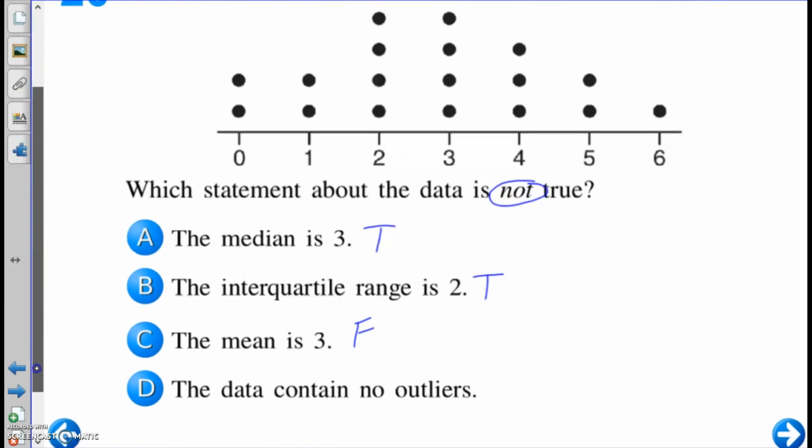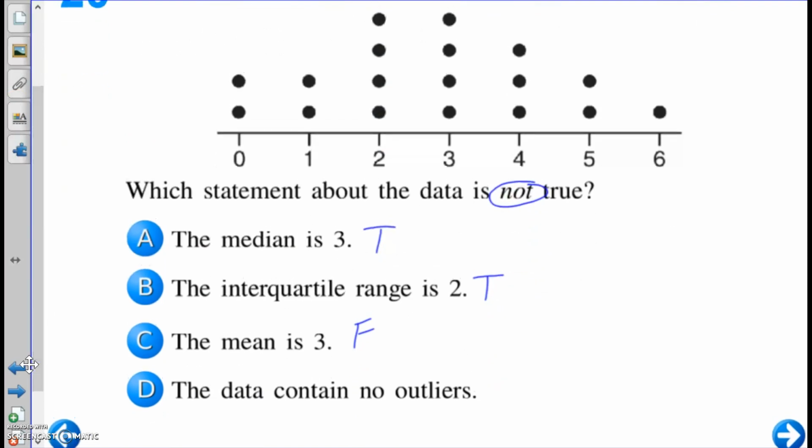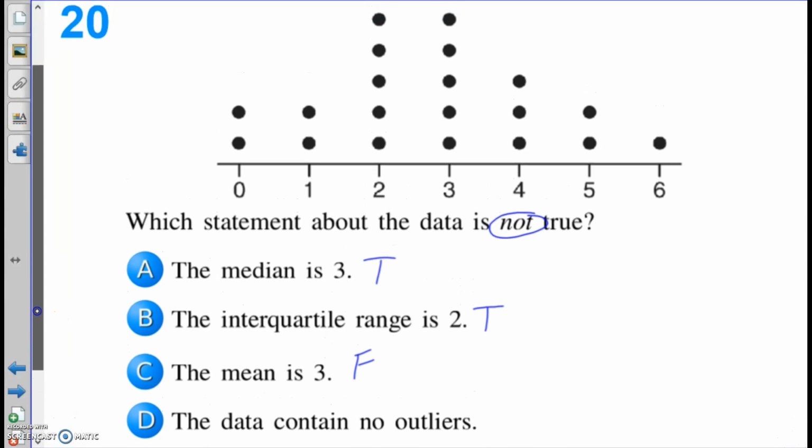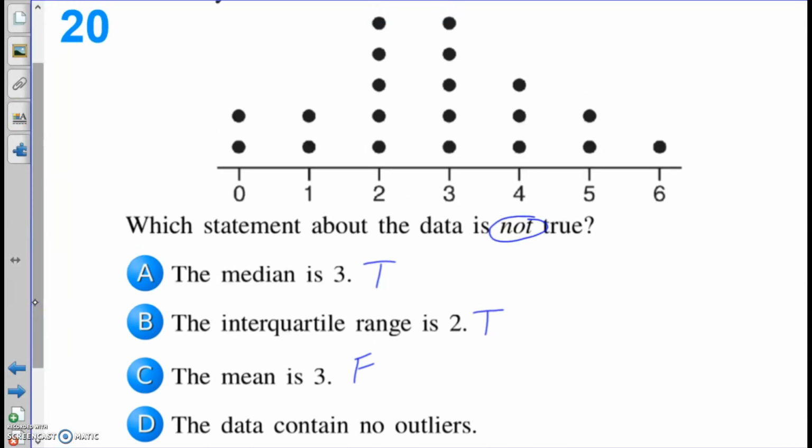The data contain no outliers. An outlier is when there's like 1 or 2 pieces of data that don't really fit with everything. Like if there was one student in the class that had like 15 pets, that would throw off the mean and stuff like that. That's not the case here. 6 is by itself, but I wouldn't consider it an outlier. An outlier is when there's kind of a gap and then there's a number way far away from everything. So that is also true. So the mean is not 3. The mean is 2.75.